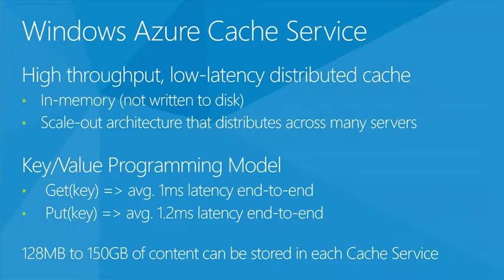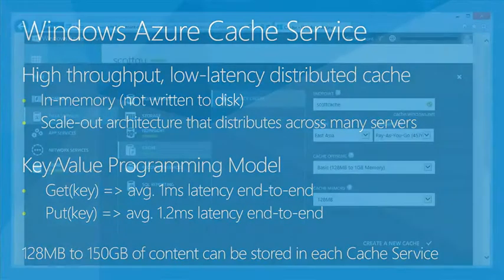Basically, if you retrieve something from the cache, it takes about 1 millisecond end to end. That includes all the network time back and forth from the web tier or your app tier to the cache and back, which is pretty fast. When you put something in, it's about 1.2 milliseconds. So it's very, very fast, and it's designed to scale out across multiple nodes. You can go from 128 megs of cache all the way up to 150 gigs per cache instance.